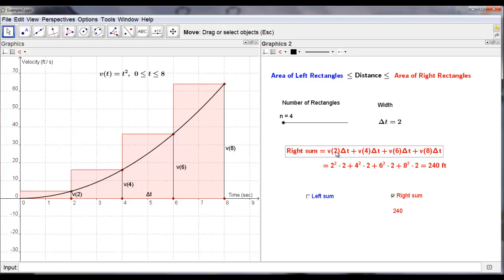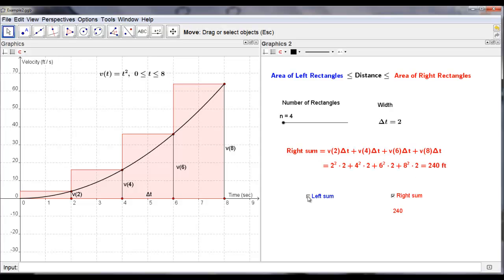So the formula for the areas of these rectangles would be the height of the first one times its width, height of the second one times its width, and so forth. And again, we know the value of the function at these four places, and if we do the arithmetic, we now find the total area of those four rectangles is 240 feet. And that's a better estimate for an upper bound, a better upper bound for the distance traveled.